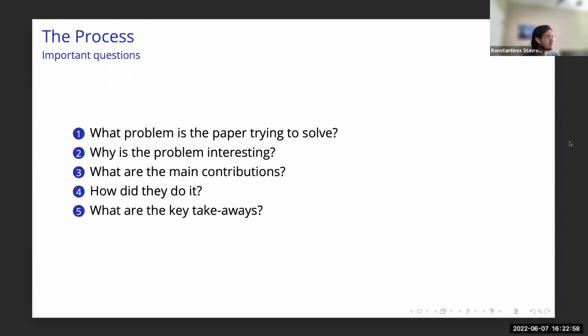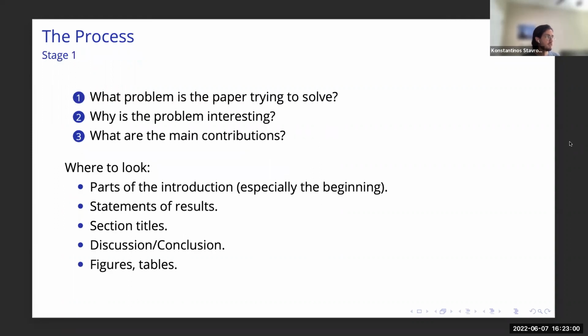Okay. So now, in the first stage, as we said, we want to get a very general idea. So we only focus on the first three questions, which is, well, what is the problem, why is it interesting, and what are the contributions. And at this stage, we don't really want to answer even these questions in a very deep way. We just want to acquire this general idea.